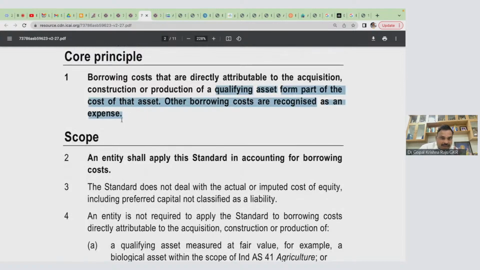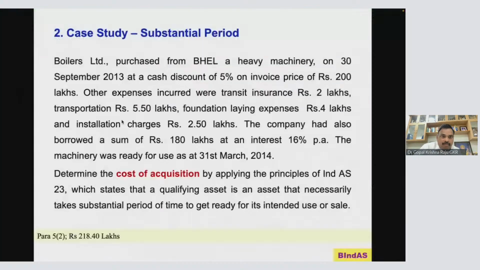Qualifying asset. This is the entire reason I'm taking you to one particular question. Boilers Limited purchased from BHL a heavy machinery on 30th September at a cash discount of 5%, invoice price of 200 lakhs. Now 200 into 95% is 190 lakhs. Other expenses incurred were transit insurance 2 lakhs, transportation 5.5 lakhs, foundation laying expenses 4 lakhs, installation charges 2.5 lakhs.